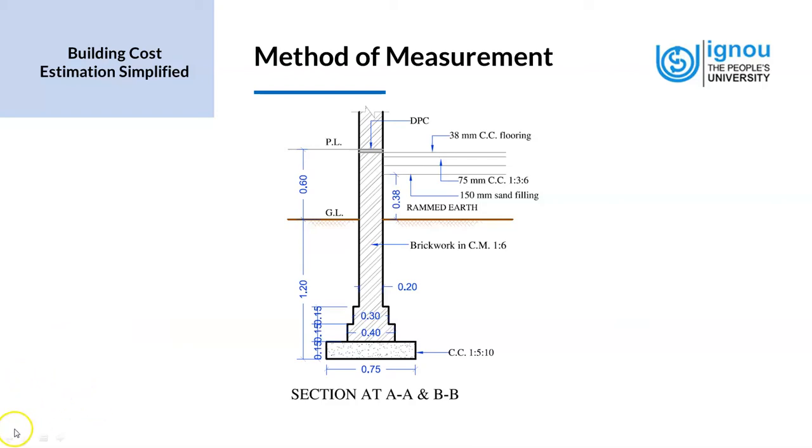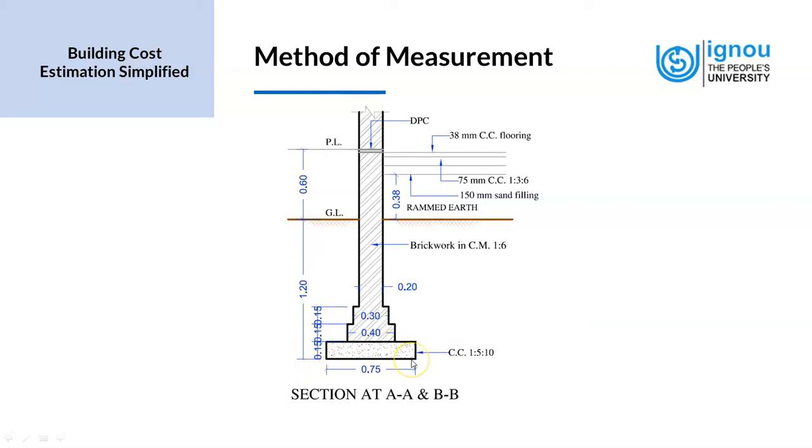Now we'll go back to the next item. Before that, we also have to look at the depth of the excavation. And so this is the ground level. Excavation is the excavation of earthwork. So to what depth are we going to excavate? So that can be also got from the section drawing, which is 1.2 meters.